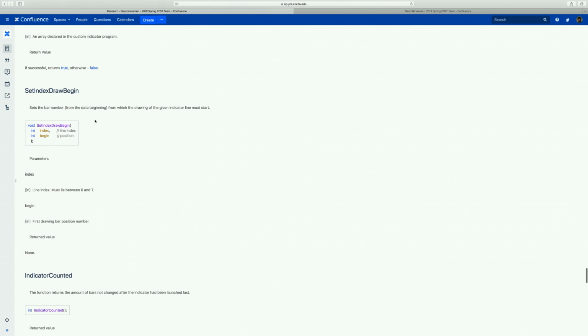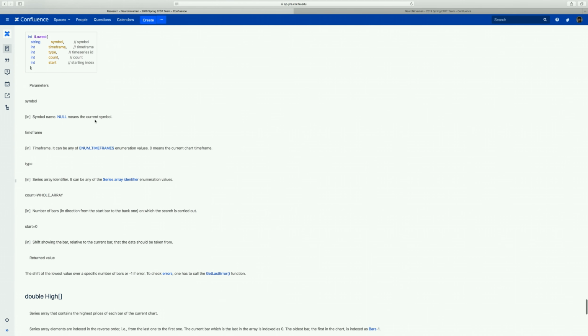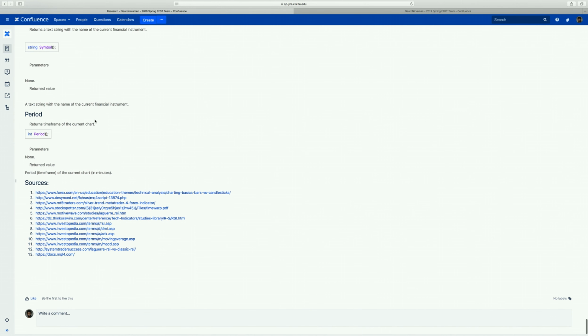So here are the functions that the code uses, the built-in functions, and nothing too enlightening in these functions. So I'll just go through them, and that's basically the whole overview of the code. Here are the sources where I got the information, so you could take a look at those sources if you'd like more information.